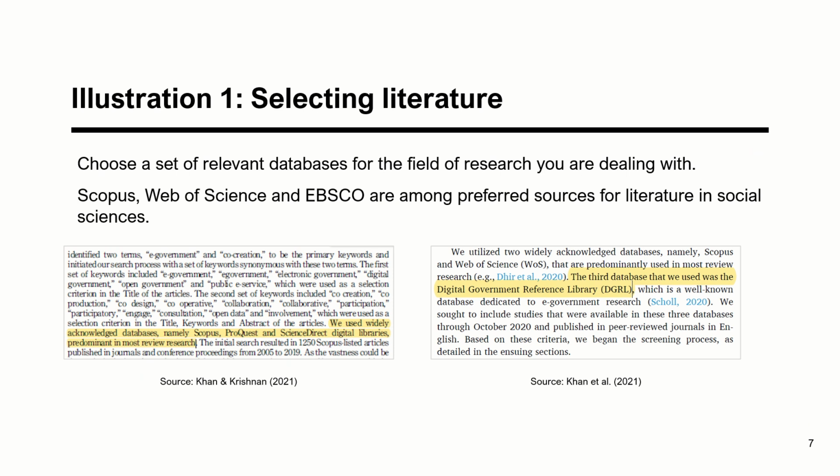Selecting literature, right? We spoke about some of the databases. Now, Scopus, Web of Science, EBSCO, they are the preferred sources in the social sciences discipline. However, when you look at some of the other papers, they have also gone into, let's say, the ScienceDirect digital library. When you're looking at, say, e-governance and e-government research, there's another paper where the authors have actually relied on DGRL, the Digital Government Reference Library, for e-government research.